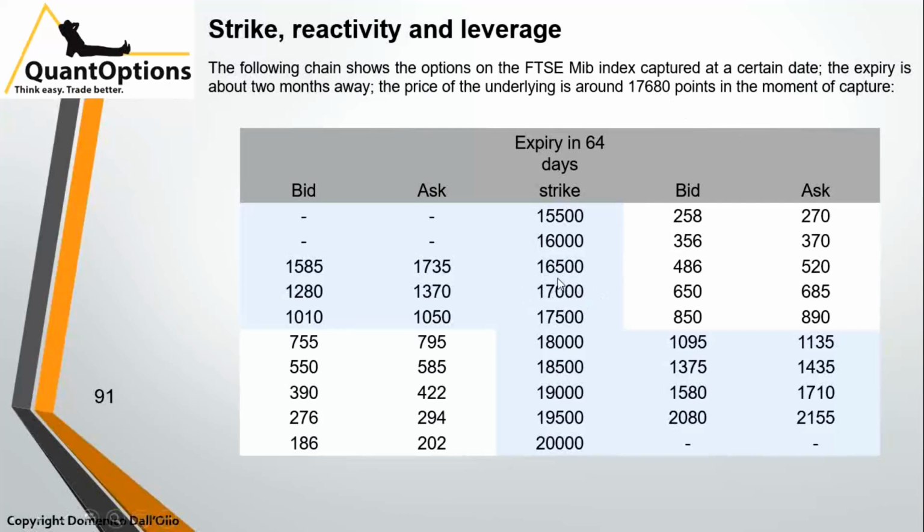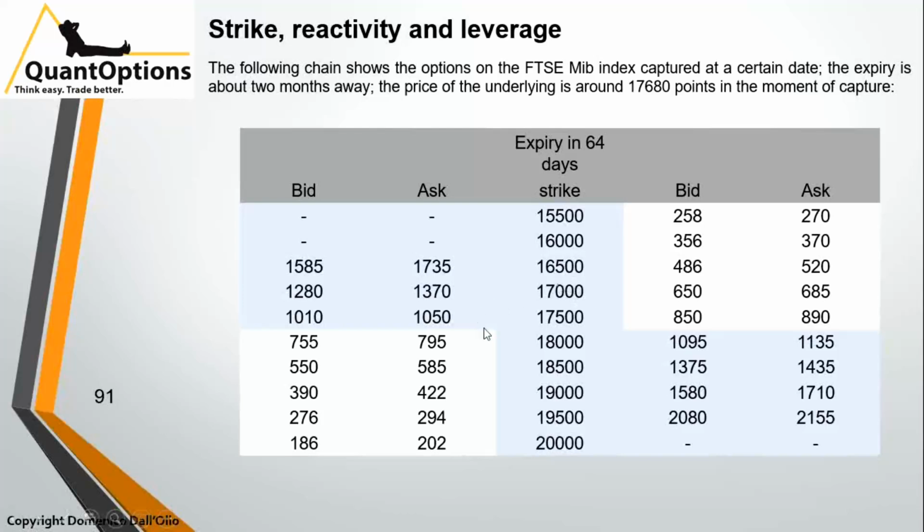Since it gives the right to purchase the FTSE index for 17,000 points when it is valued 17,680, what should be at least the price of this option? 680 points. The evaluation of the real advantage it carries. Indeed, to have the right to purchase for 17,000 points something valued 17,680 would provide the buyer an immediate advantage valued 680 points.